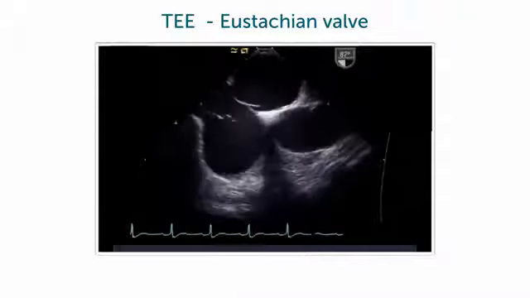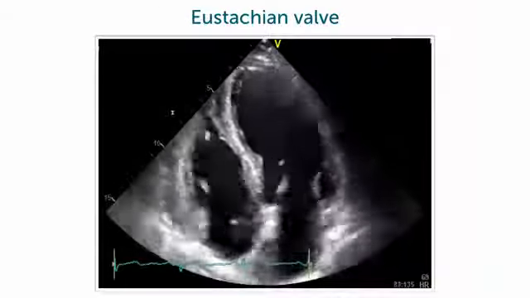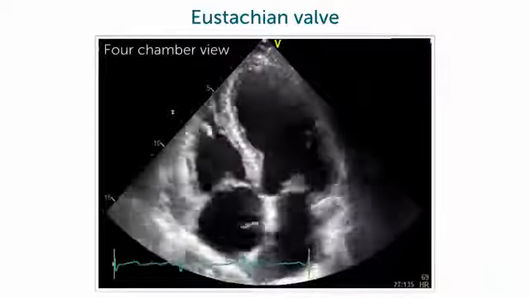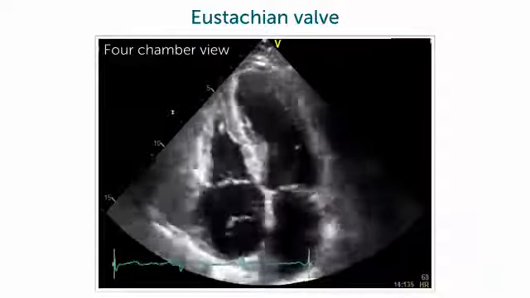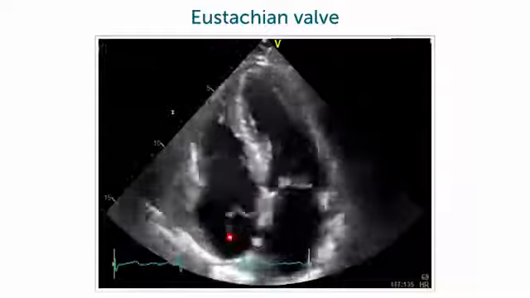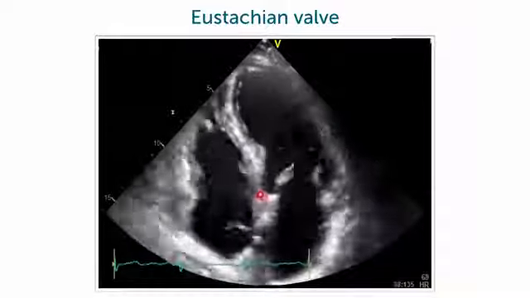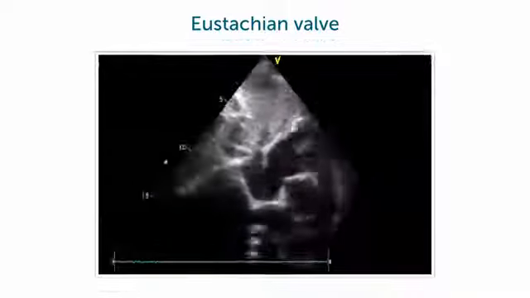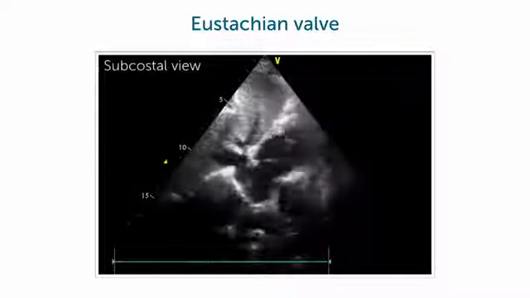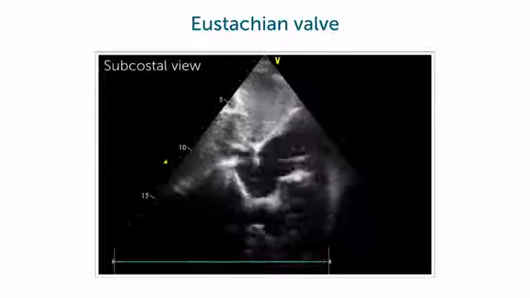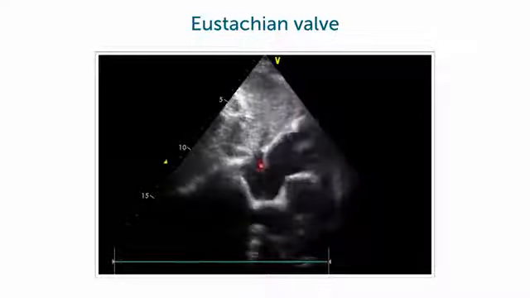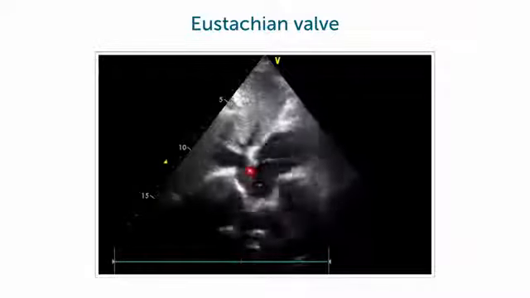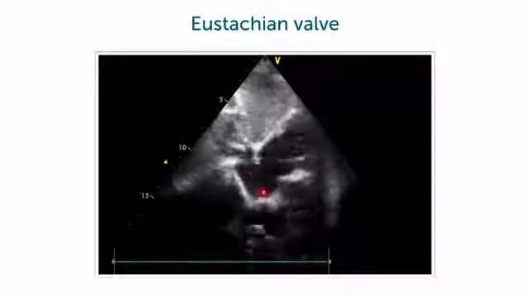Now, in which other views can you see the eustachian valve? The four-chamber view, as I mentioned previously, this is another example. Very long eustachian valve right here, but also in a subcostal view, because that's where you see the inferior vena cava. And since the eustachian valve is located there, it's also nice to use this view to display the eustachian valve.